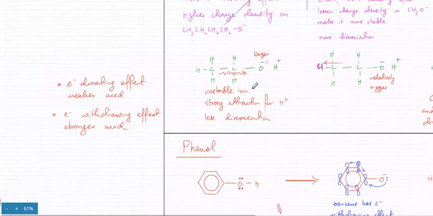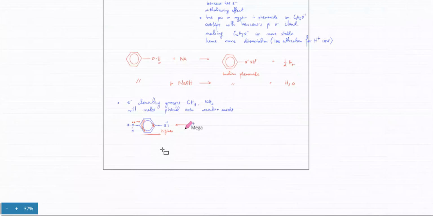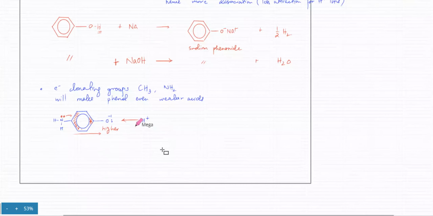So just remember the same exact thing would apply which we studied earlier. If you have a group which has an electron donating effect, then it's going to be a weaker acid, and if there's a group which has an electron withdrawing effect, then it's going to be a stronger acid. This pretty much summarizes the comparisons within alcohols and within phenols. So remember that. And similarly, if you have a withdrawing group, then that would make the acid stronger.